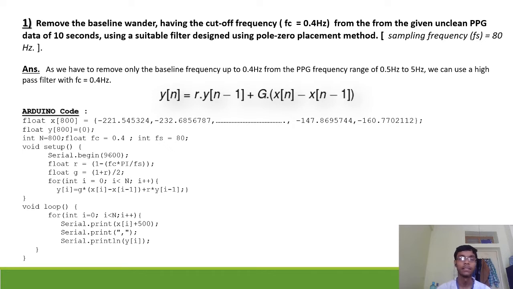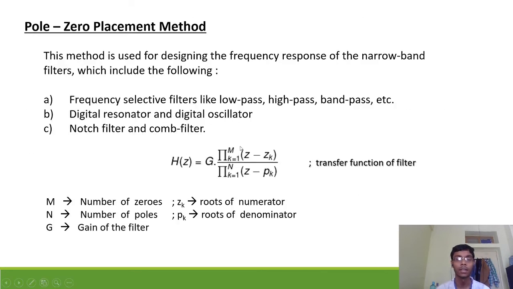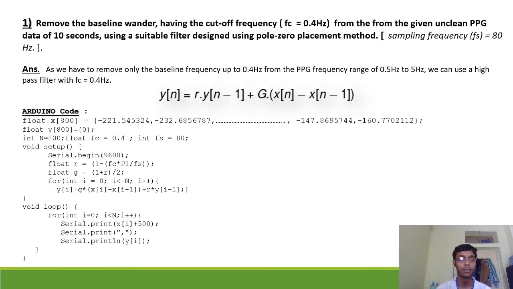In the same way we can design the transfer function. For designing a high pass filter we want magnitude 1 at omega equals pi, so we place the pole at omega equal to pi, and at omega equal to 0 we should place a zero. The zero will be placed on the unit circle, and the pole will be placed at some distance inside the unit circle, and the distance can be determined by the formula r equals 1 minus fc by fs into pi.